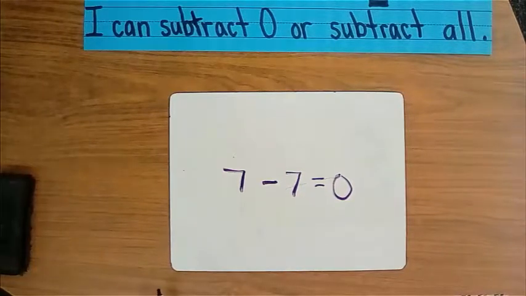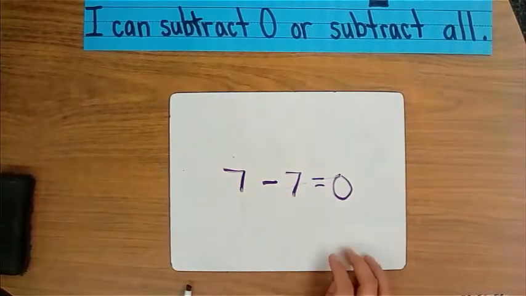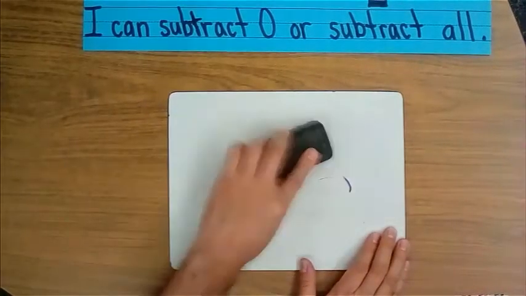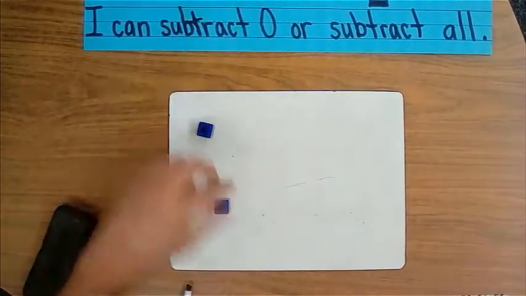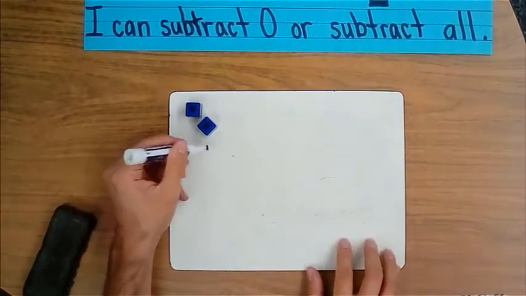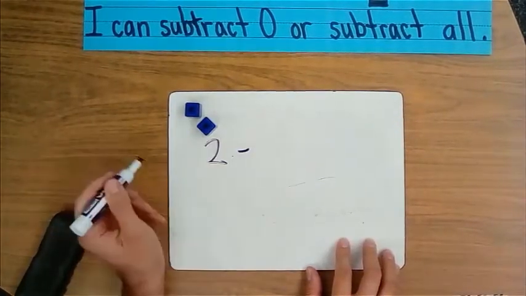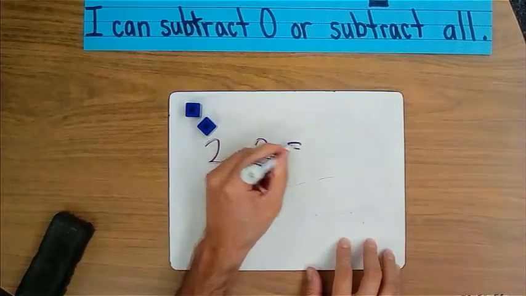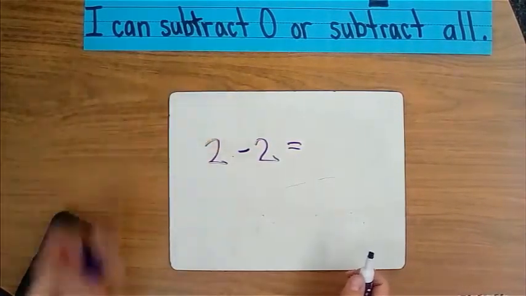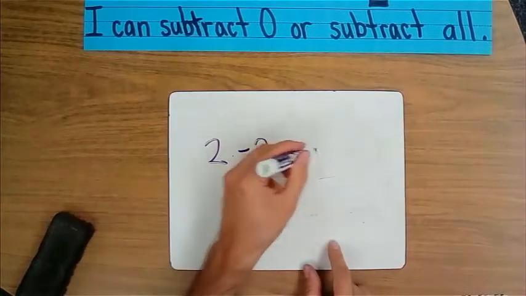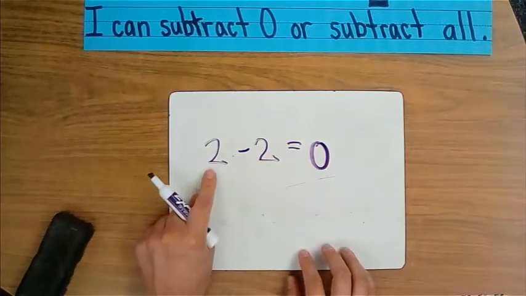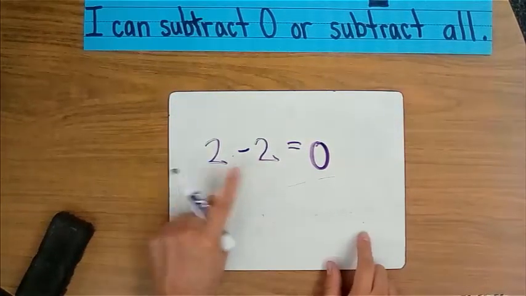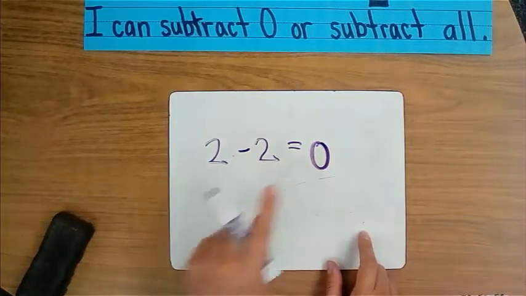Okay, so now let's try a different number. What if I have, oops, what if I have 2 blocks and I take 2 blocks away? Well, let me see, let me take 2 blocks away. How many blocks do I have? I have 0. I'm starting to see a pattern. I see that if I have a number and I take away the same number, it equals 0.